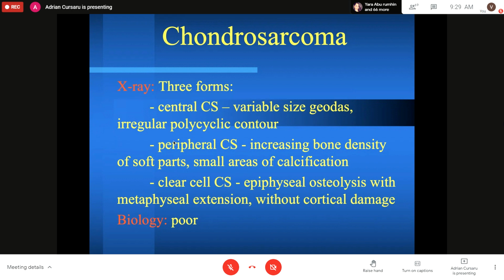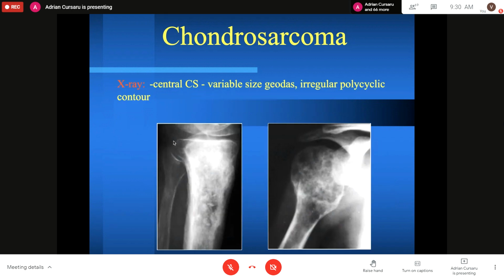The central and the peripheral chondrosarcoma have a good evolution in comparison with the clear cell chondrosarcoma. The biology is poor, like in osteosarcoma. We have ACR increase and alkaline phosphatase increase, but we don't have paraclinical investigations that could tell us that we have a chondrosarcoma. That's an example for the central chondrosarcoma.